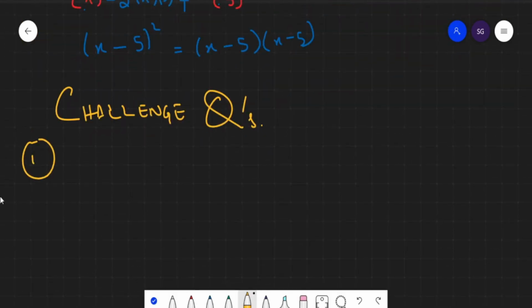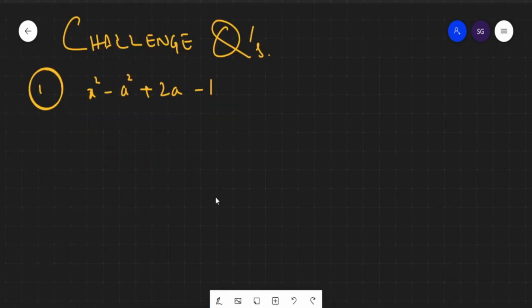Okay, so the first challenge question is factorize x squared minus a squared plus 2a minus 1. The challenge is that only the rules that you have done are used, but they have to be used in a very different way. Keep in mind the first rule till the 5th rule for solving this question. Let's see how you do it.